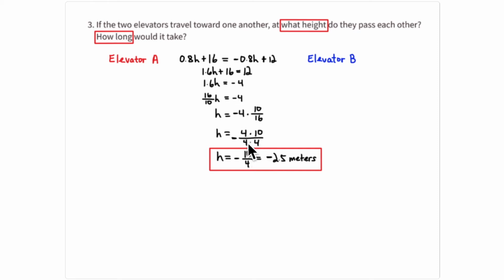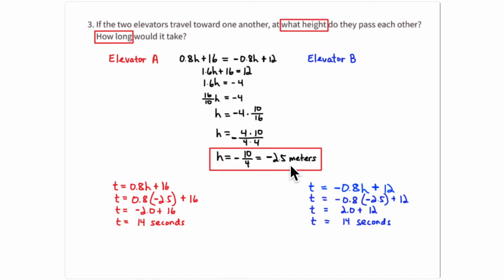Well, 4 divided by 4 is 1. 10 divided by 4 is 10/4, which is the same as 2 1/2, or negative 2 5/10 meters. So the height at which they pass each other is negative 2.5 meters.